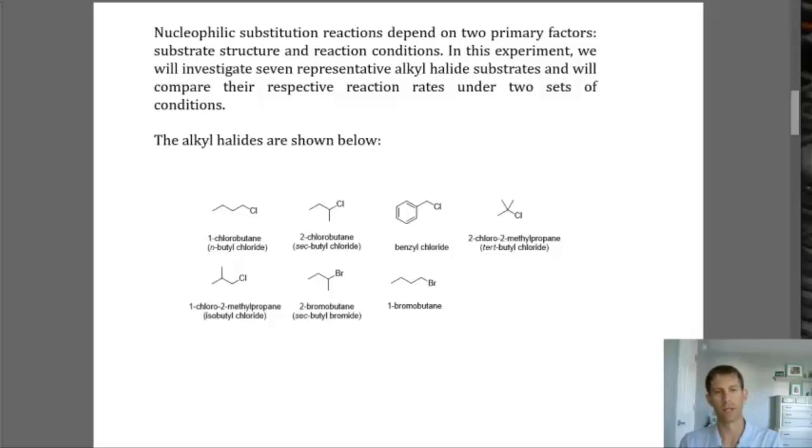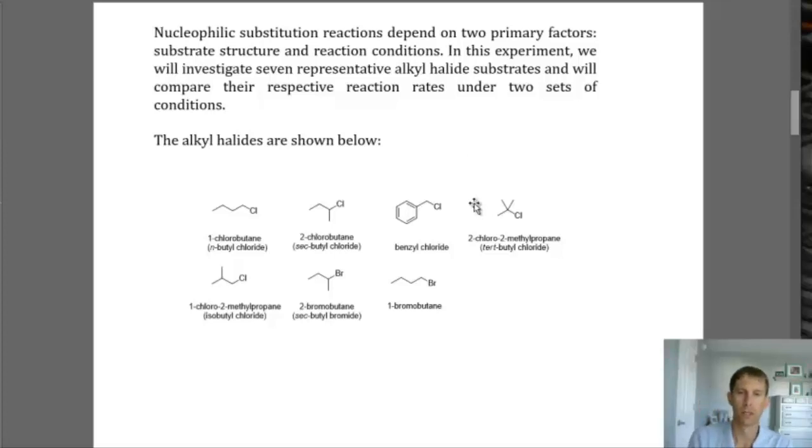For the different substrates, we have a variety of them. So this right here is a primary substrate, 1-chlorobutane. We actually have 4 primary substrates. So 1-chlorobutane, 1-chloro-2-methylpropane right here, 1-bromobutane, and benzyl chloride. We'll talk a little bit more about the expected rates for these compounds.